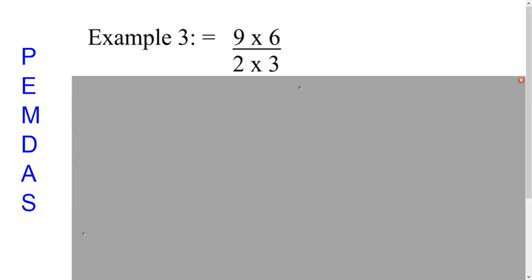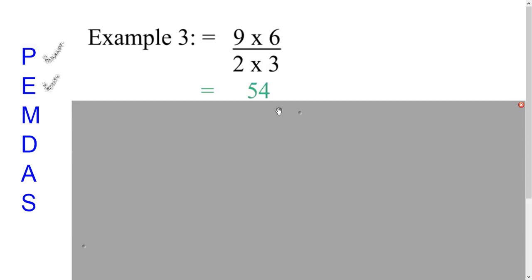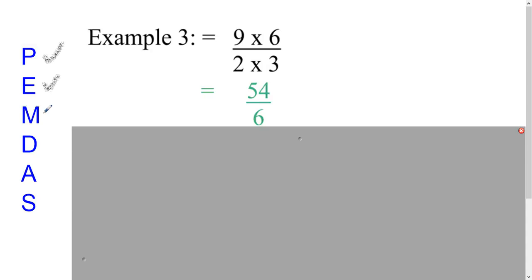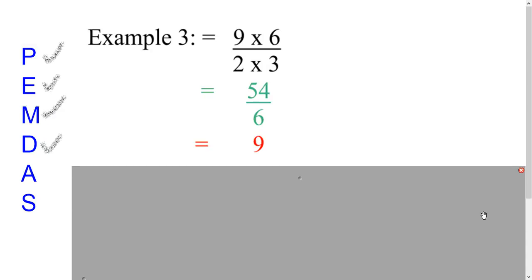All right, next problem. Any parentheses? Nope. Exponent? Nope. Multiplication? Yes. Now, you might want to try to divide first, like going left to right, but really because these 9 times 6 are on the top and 2 times 3 are on the bottom, it's kind of like there is a separation or parentheses. We're going to do the top first. 9 times 6 is 54. The bottom, 2 times 3 is 6. And then we're going to divide, and we're going to get our answer of 9.